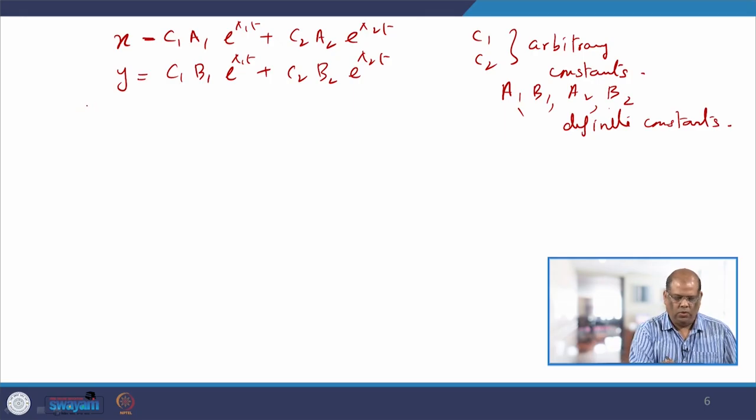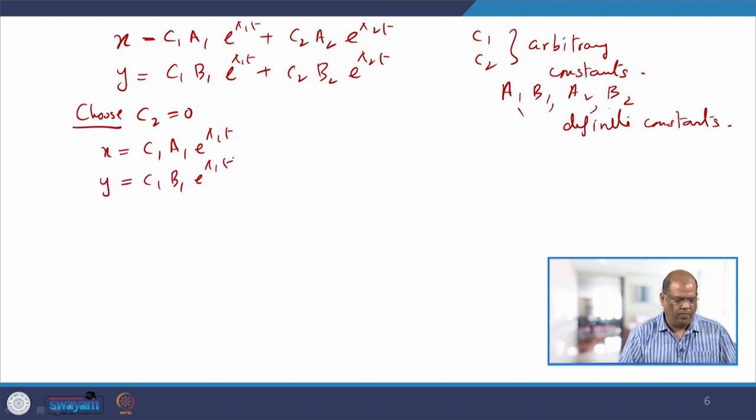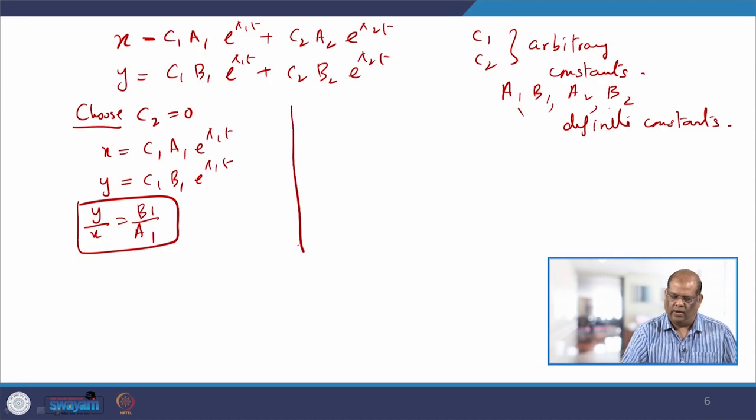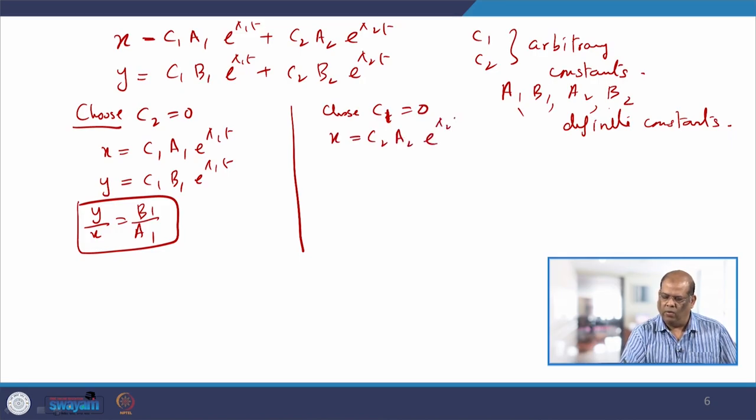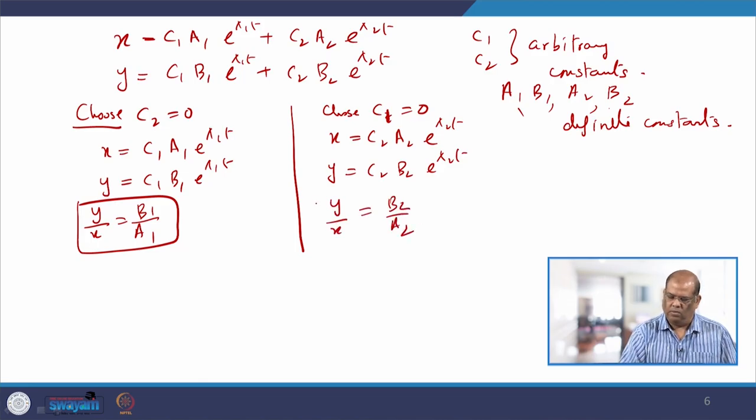Let us choose c2 equal to 0. So if you choose c2 equal to 0, you get x equal to c1 a1 e to the power lambda 1 t, y equal to c1 b1 e to the power lambda 1 t. And if I divide, I can get y by x equal to b1 by a1. Your e to the power lambda 1 t will cancel. This is one set. Again, if I choose c1 equal to 0, I will get x equal to c2 a2 e to the power lambda 2 t and y equal to c2 b2 e to the power lambda 2 t. Then again, y by x equal to b2 by a2. This is my another set.